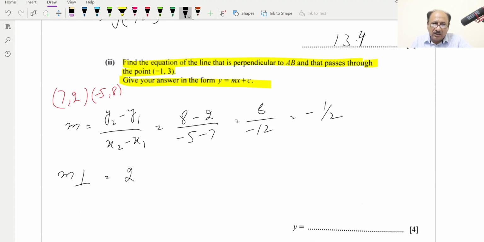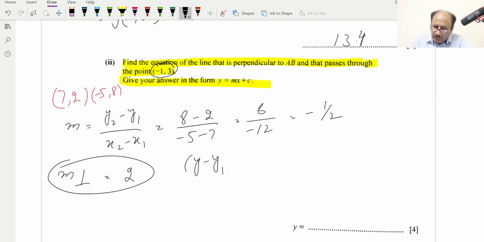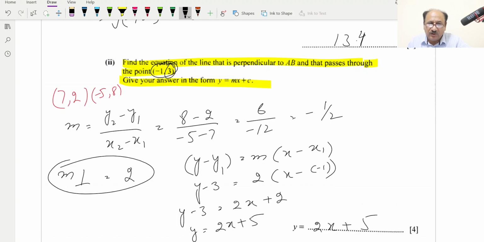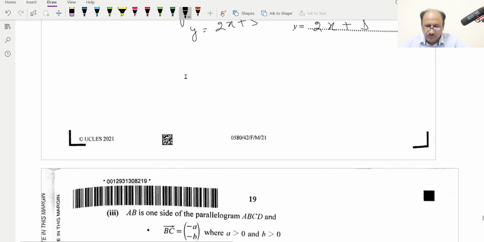Now we can write this is the point and this is the gradient which we will be using, and we know y minus y1 is equal to m into x minus x1. This is the formula which we'll be using. So y minus y1 will be 3 is equal to m is 2 into x minus x1 will be minus 1, and this will be y minus 3 is equal to 2x, and this will be plus 2, and this will be y is equal to 2x plus 2 plus 3 will be 5. So our equation will be y is equal to 2x plus 5. This will be our final equation which was required.